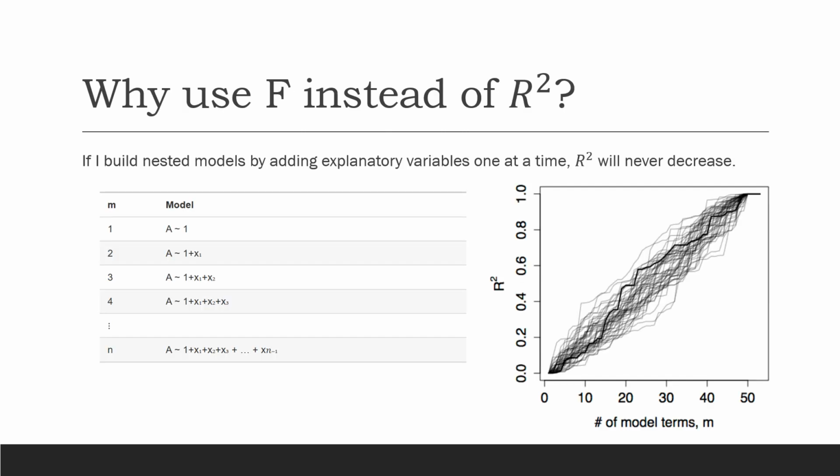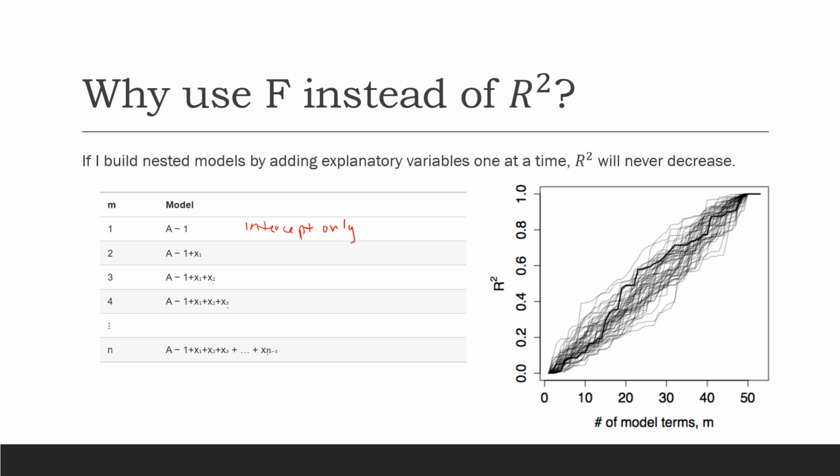So why do we use F instead of r squared? Well, it kind of comes down to this. Remember that when we talked before about nested models, what that means is that each model contains variables that are completely included in another model. So here, for instance, this model with the intercept only is nested in the model that includes just x sub 1. And the model with just x sub 1 as an explanatory variable is nested inside the model that includes x sub 1 and x sub 2. So here are a group of nested models.